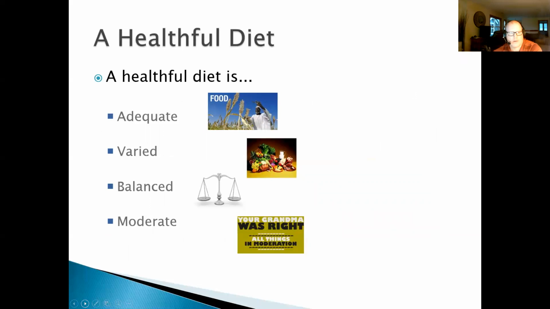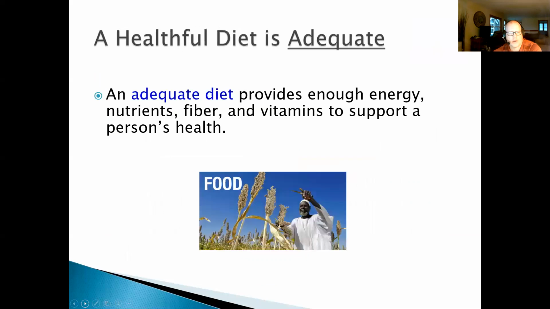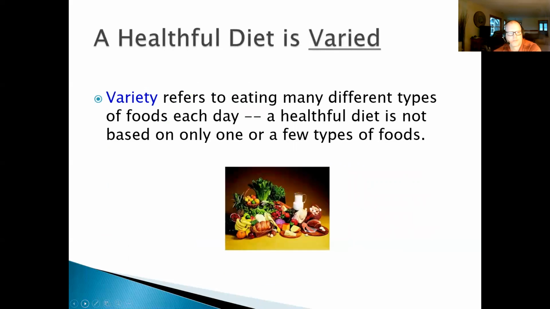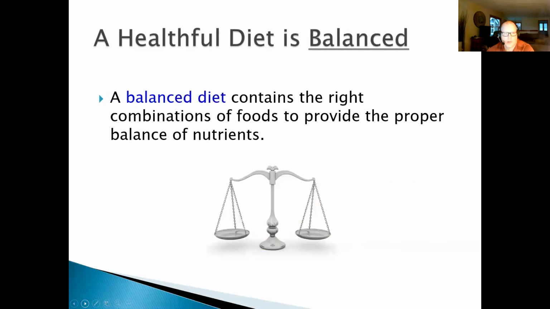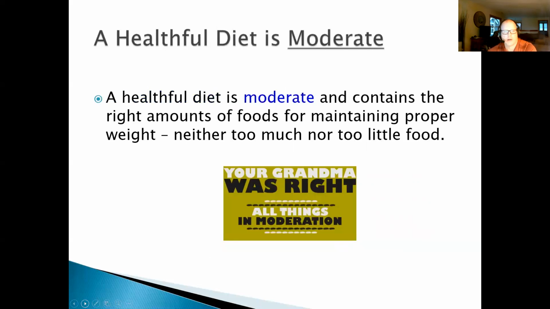A healthful diet is adequate, varied, balanced, and moderate. An adequate diet provides enough energy, nutrients, fiber, and vitamins to support a person's health. Variety refers to eating many different types of foods each day. A healthful diet is not based on only one or a few types of foods. A balanced diet contains the right combination of foods to provide the proper balance of nutrients. A healthful diet is moderate and contains the right amounts of foods for maintaining proper weight, neither too much nor too little food.